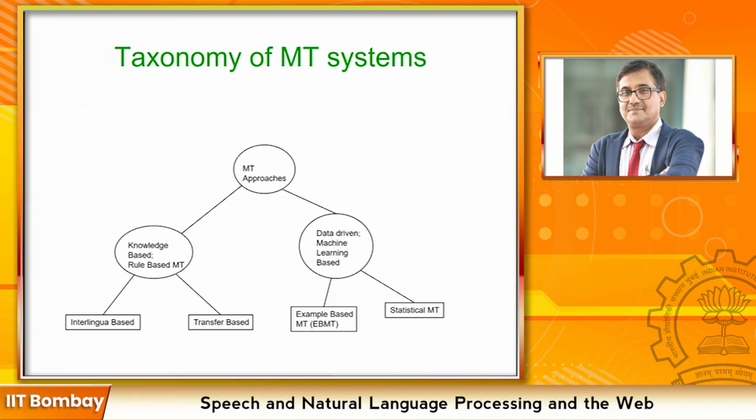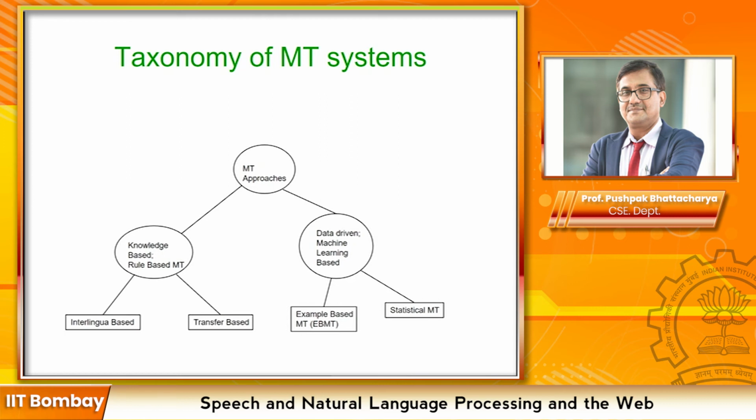Now there is this taxonomy of MT systems, machine translation systems. Can somebody verify that you're looking at a tree, the taxonomy of MT systems? Yes, sir, we are. Okay. So machine translation approaches can be divided into two broad categories: knowledge-based, rule-based machine translation versus data-driven, machine learning-based systems. Knowledge-based, rule-based systems are again of two kinds, interlingua based and transfer based. That depends on how close the two languages are, the source language and the target language.